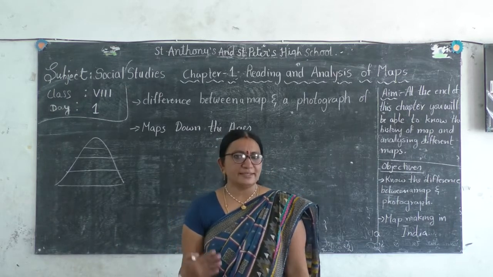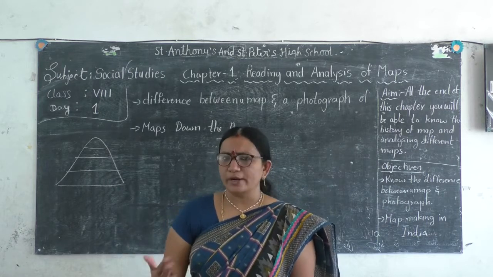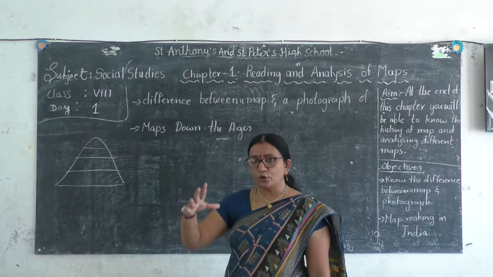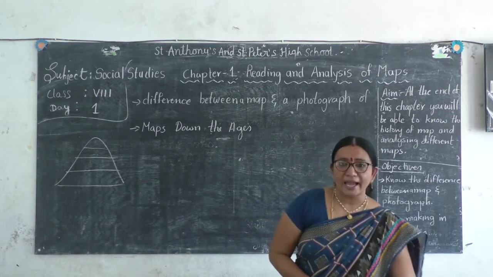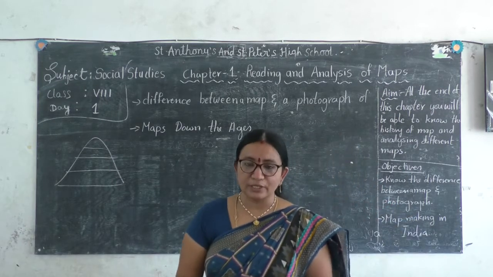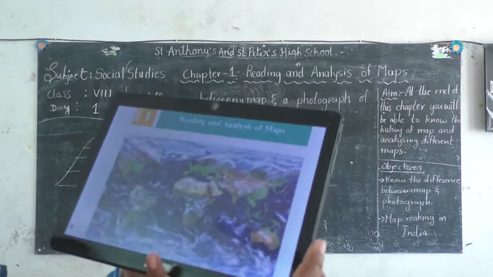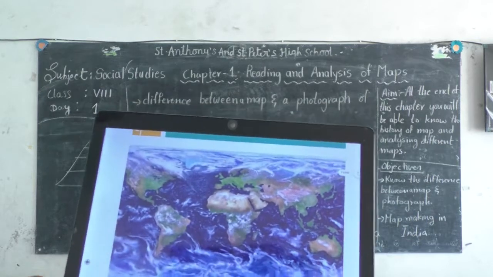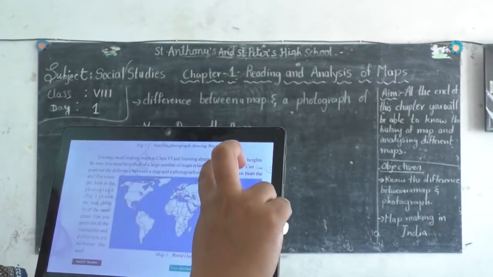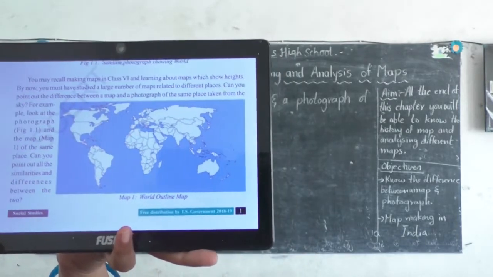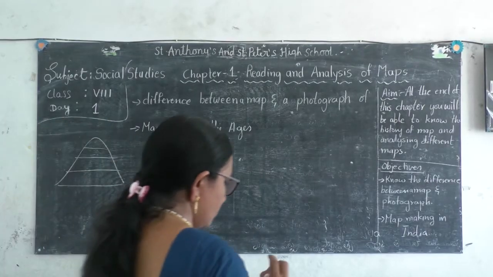So nowadays, since everything is advanced, we take pictures from the satellite. What is the difference between a photograph and a map? How can we identify the difference? Here, I'll show you. If you have a textbook, you can see it in the textbook. Otherwise, you can observe here. This is one of the pictures which is taken from the satellite. And this is one of the maps, which is made by map makers. So what is the difference between these two?